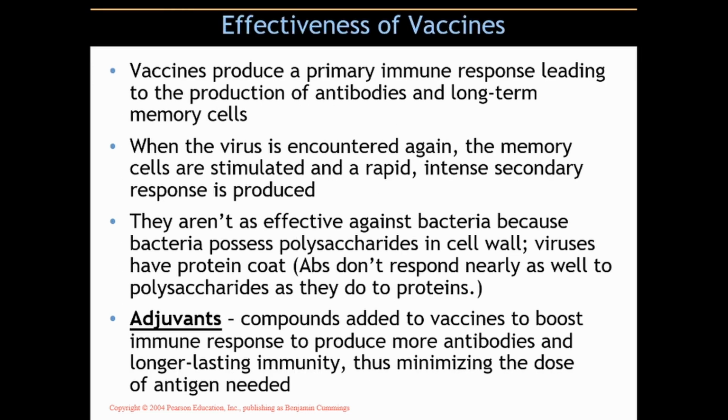The effectiveness of vaccines, well, what do they do? They produce a primary immune response. So you have that primary response, the one that's slow but steady, which then leads to production of antibodies and long-term memory cells. So you're given in a vaccine something obviously that is not going to give you the full-blown disease or illness, but it's going to enable you to produce antibodies sufficiently that when you do actually encounter the pathogen later in life, you will have those memory cells that will become plasma cells so quickly and start dumping boatloads of antibodies into the bloodstream.